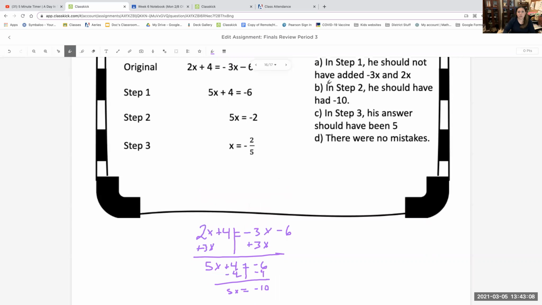So notice B, he should have gotten -10. He got -2.